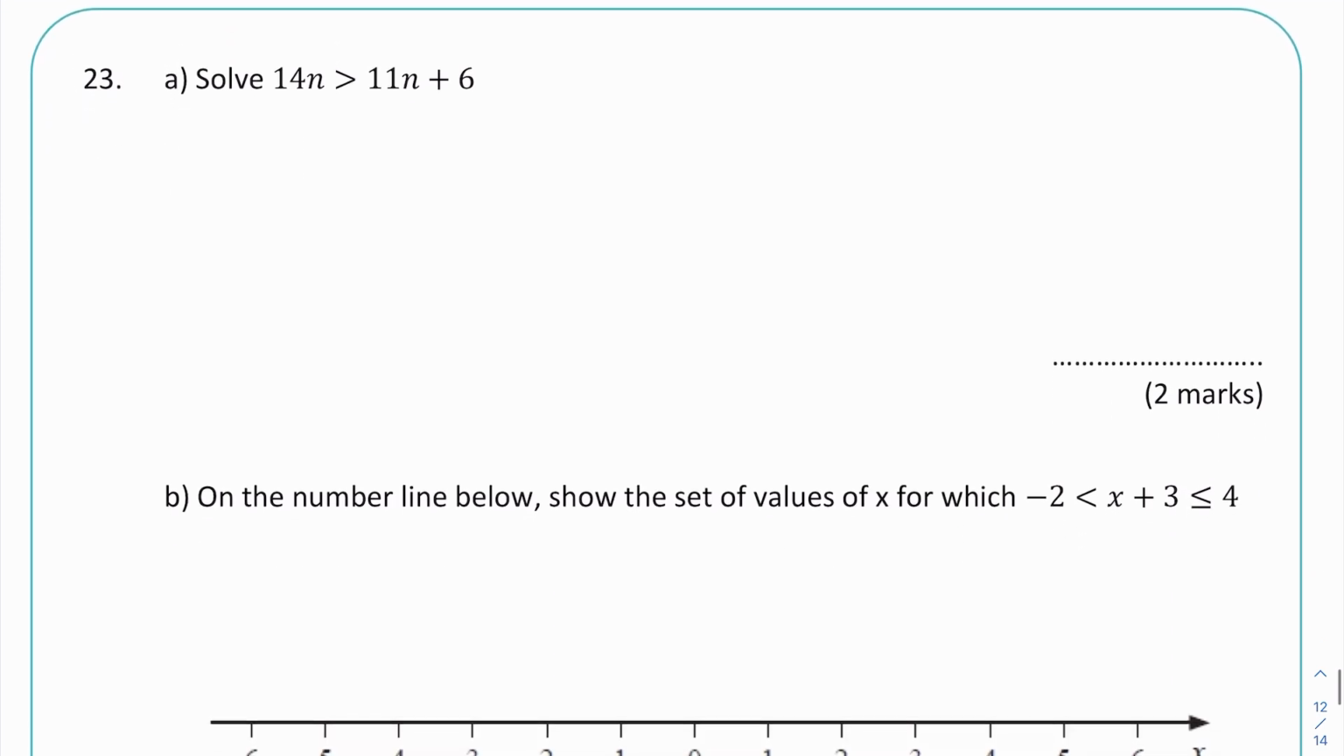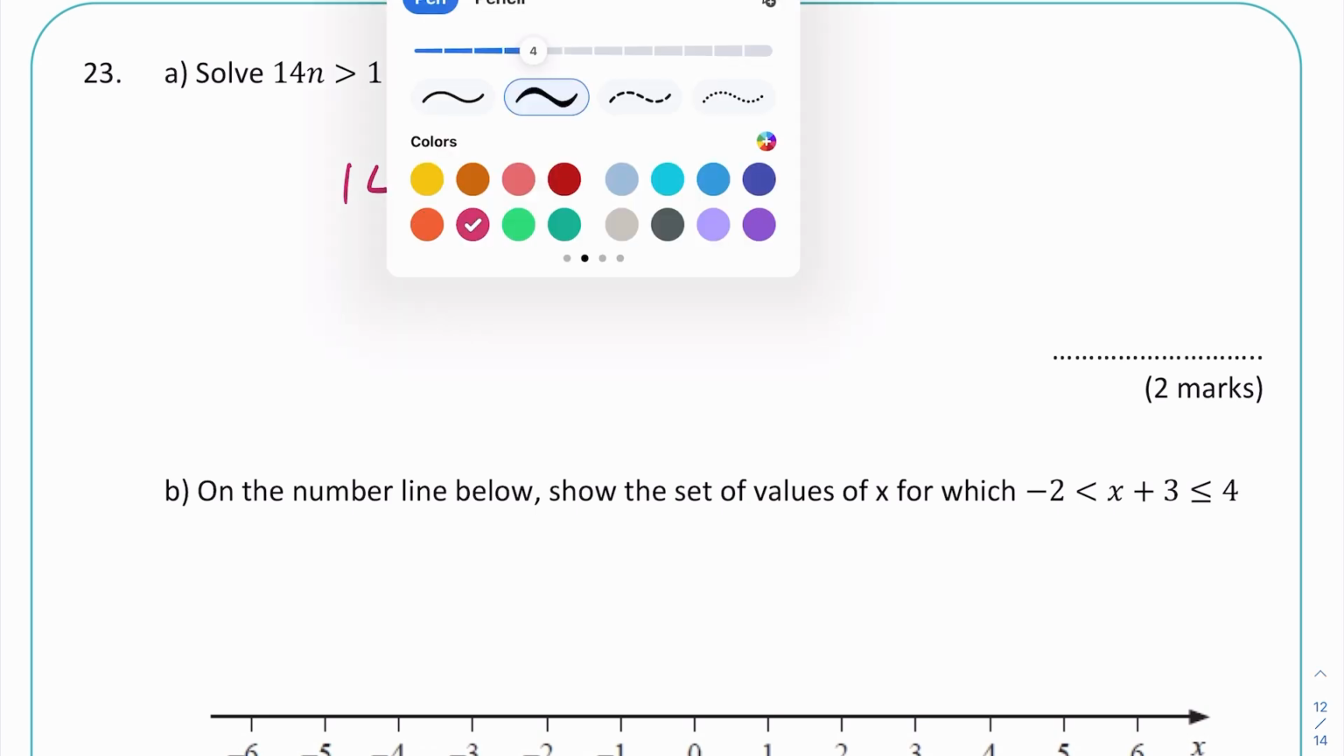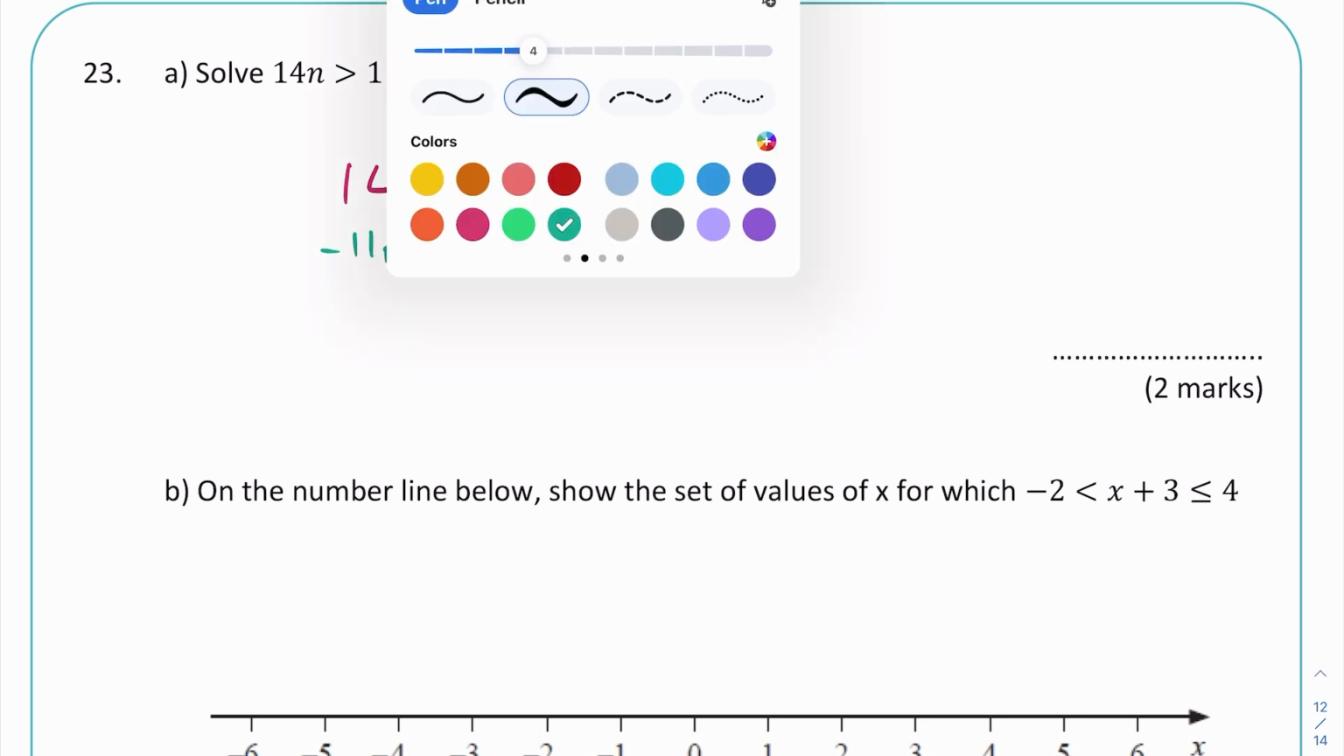Question 23, we've got solving an inequality, and we've also got writing an inequality on a number line. So whenever we're solving an inequality, we just treat it like we would when we're solving an equation. So as long as you know that, then you'll know how to solve an inequality. And we have letters on both sides. When we have letters on both sides, we always want to subtract the smallest coefficient of that letter from both sides. And in this case, that is the 11n. So we want to take away 11n's from both sides of our inequality.